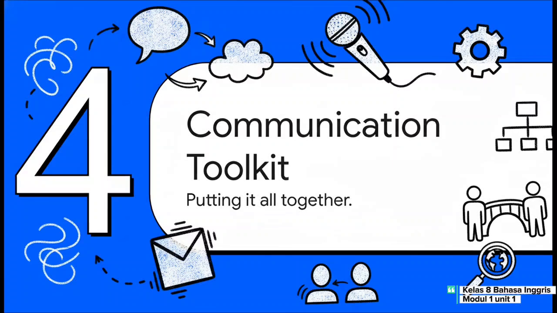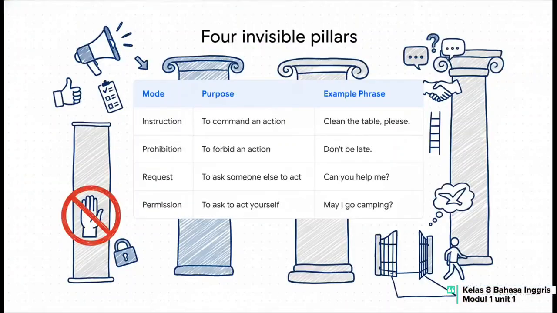Okay, so we've looked at all the individual pieces. Now let's put it all together and assemble the complete communication toolkit that we use every single day to navigate our social world. So it really all boils down to these four fundamental modes. You've got instruction, to command an action, prohibition, to forbid one, a request when you need someone else to do something, and permission when you need the freedom to act yourself. These four pillars are quietly supporting almost all of our social cooperation.